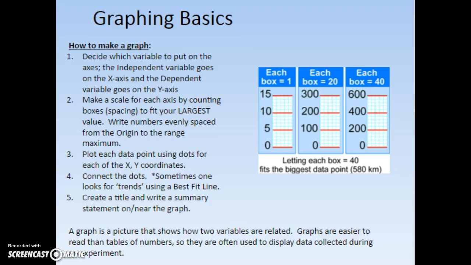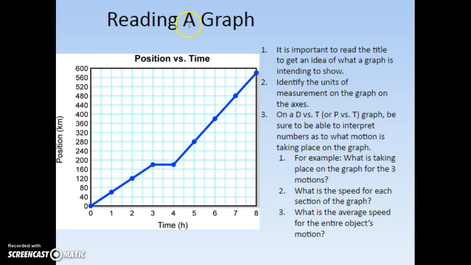Let's see if we can look at a graph and make sense of it. So let's read a graph. I'm going to start off by working the same things we did on the first page, and we're going to work backwards. So I have a title here, and now I'm going to look at my axes. This is a position time graph. Time is on my x-axis. This is my independent variable, and position is on my y-axis, my vertical axis, and this is my dependent variable. Essentially, this is called a position versus time graph.